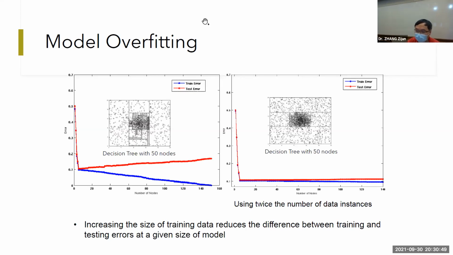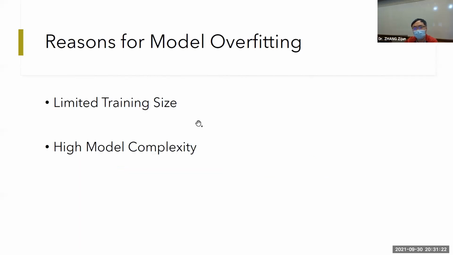Here you can see that originally you have a decision tree with 50 nodes. You have a somewhat limited number of data points, and you can see its decision looks like this. But if you fit more data points into it, its decision becomes more generalized. So the training and testing errors both become reduced. So one strategy for addressing model overfitting is giving more training data points.